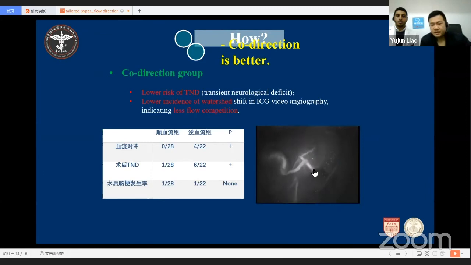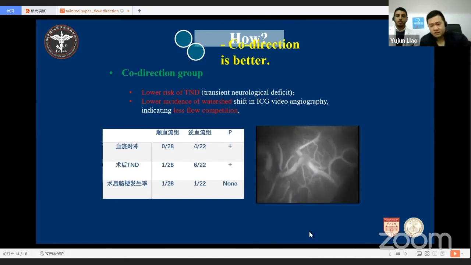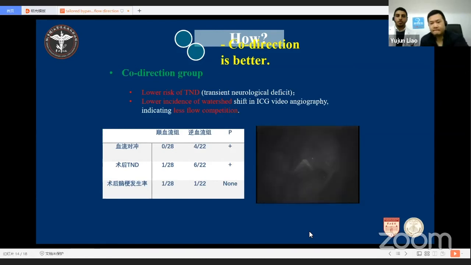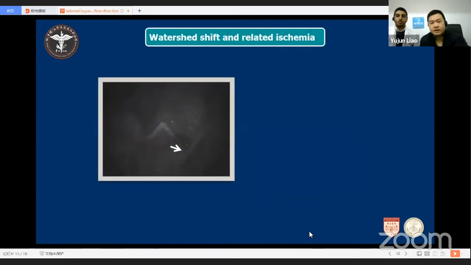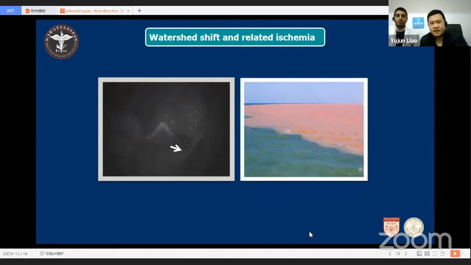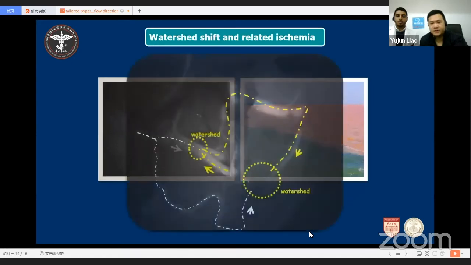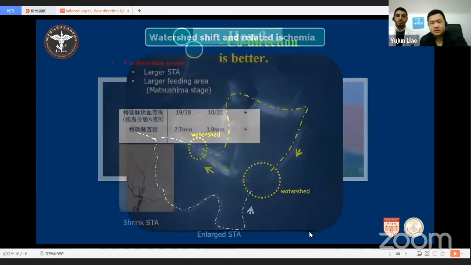As you can see, there's blood flow competition in this area, and we can observe this kind of phenomenon more often in the counter-direction group of patients. Due to time, we will skip this part.